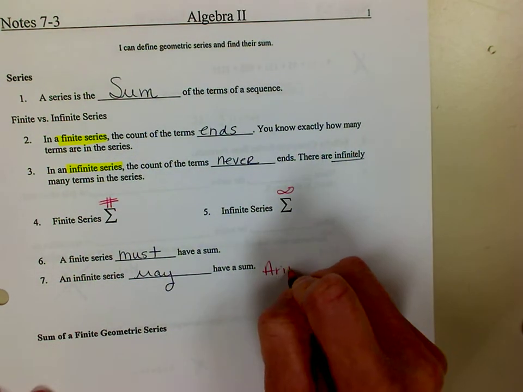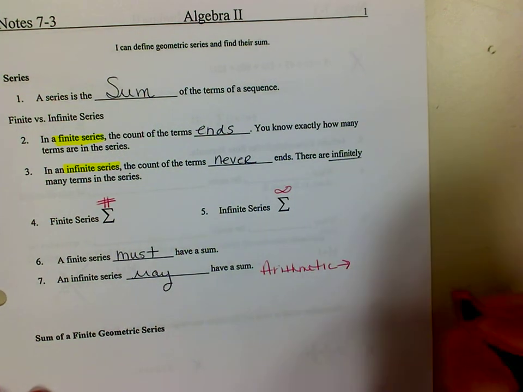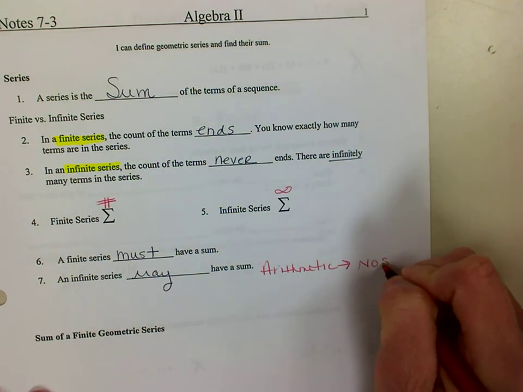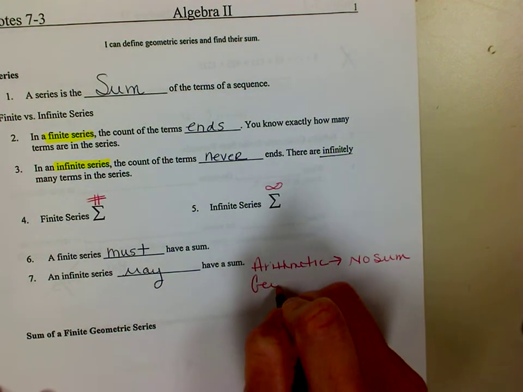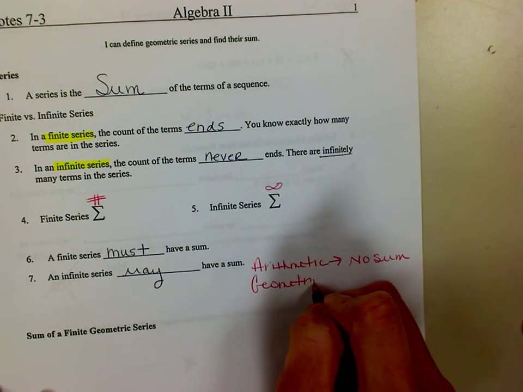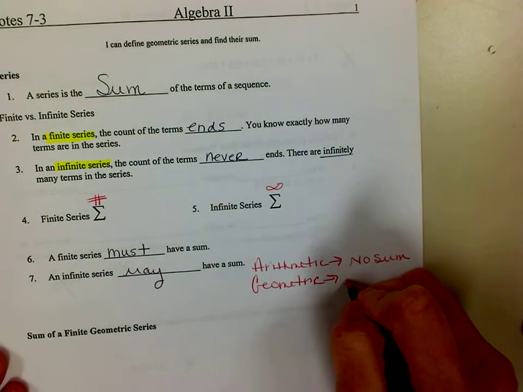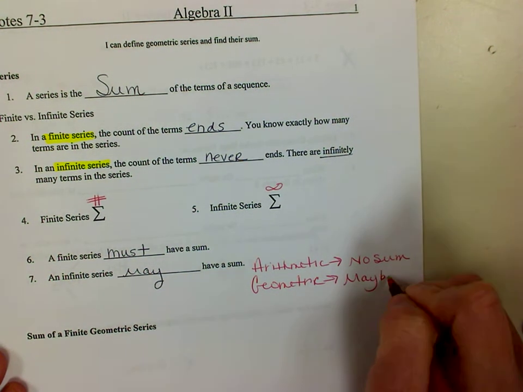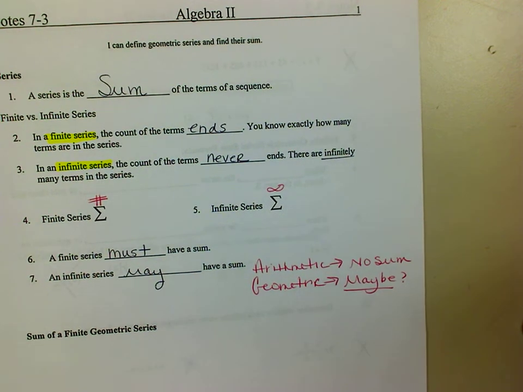If the sequence is arithmetic, automatically there is no sum. If it's geometric, then it may have a sum. It depends. And we're going to get to that on the next page in a second.